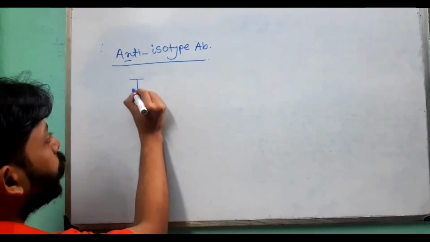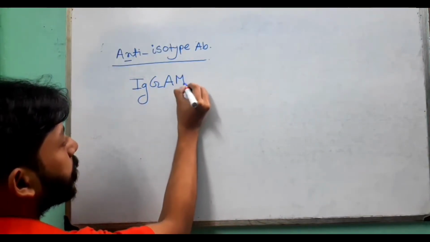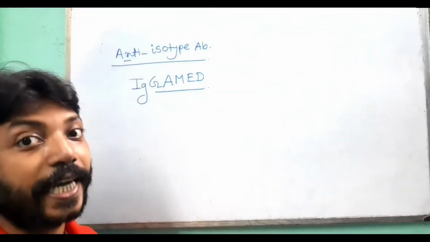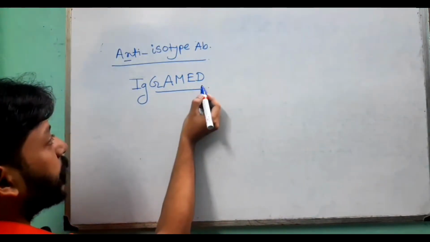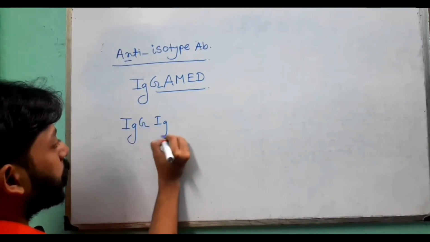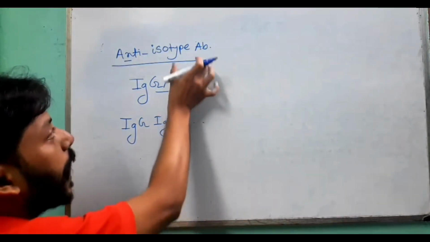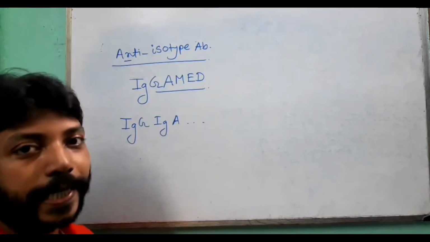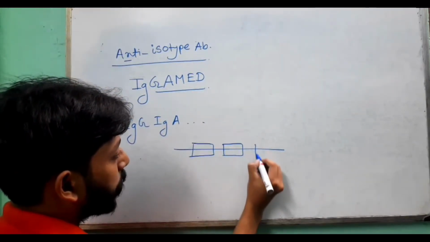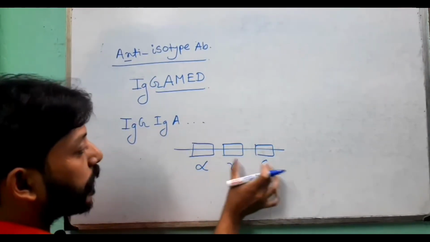These are designated as immunoglobulin G, A, M, E, and D. You can remember these 5 antibodies as GAMED. It can be written as IgG, IgA, and so on. So these 5 are actually isotypes. This isotype of antibody is encoded in our genes in different gene segments. Let's assume this is alpha, this is gamma, this is epsilon. So this is a gene region.